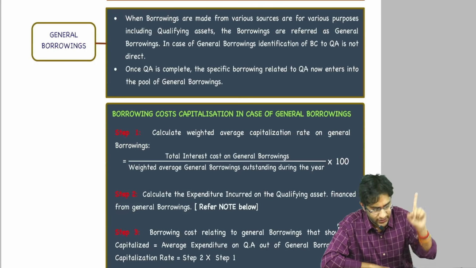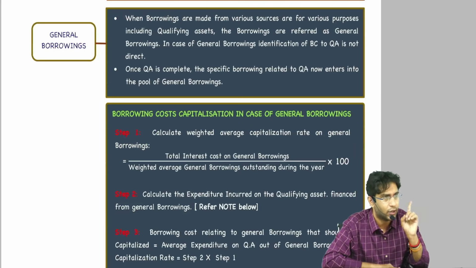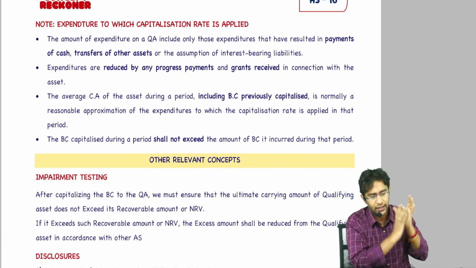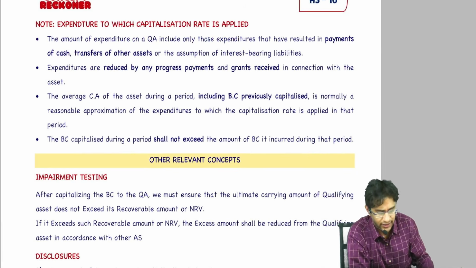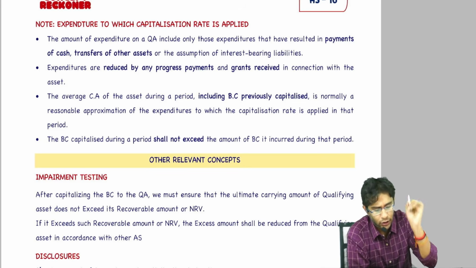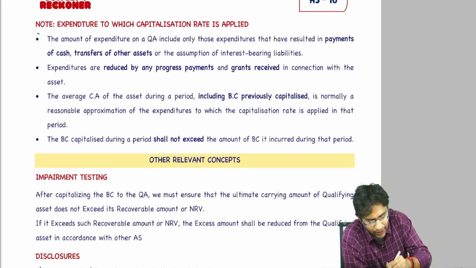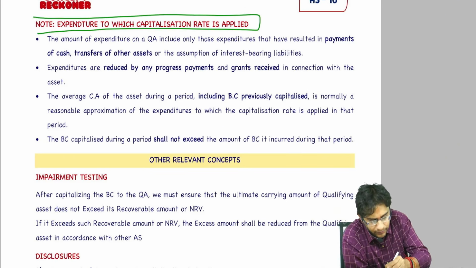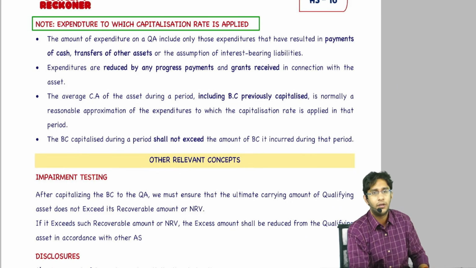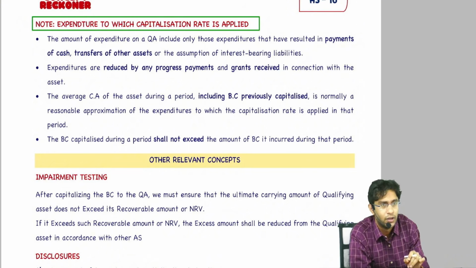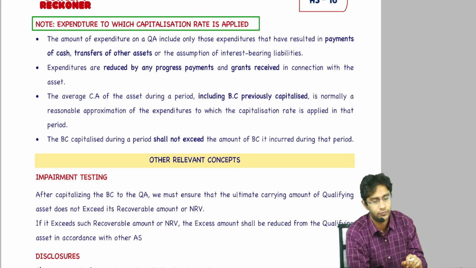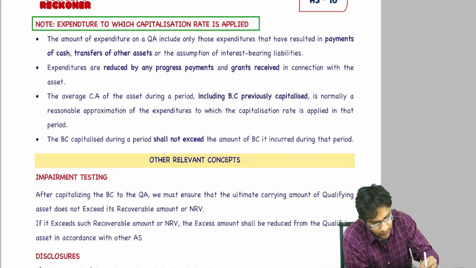General borrowings story. Step 1, 2, 3, whatever we discussed are there on the screen. After that, one note point is there. Please read that. In that, expenditure to which capitalization rate is applied. You know what is this note point? Step number 2, how to arrive at the number. Step number 3, you are applying one rate, no? A rate you have to apply on one amount, na? Amount, how to work out, this fellow is telling you. In this, first read this point.